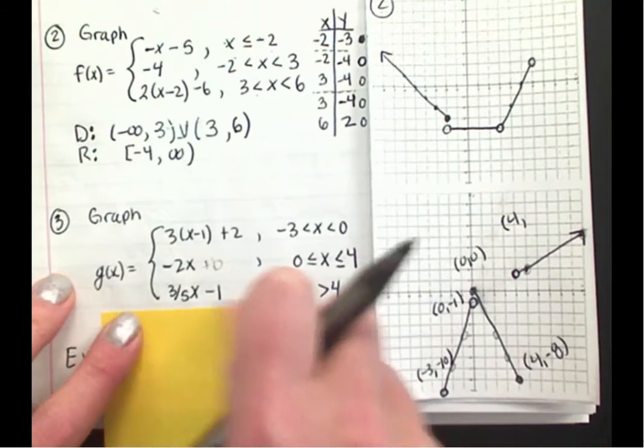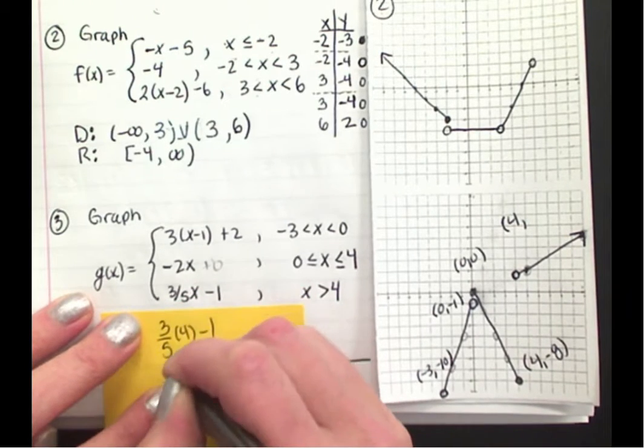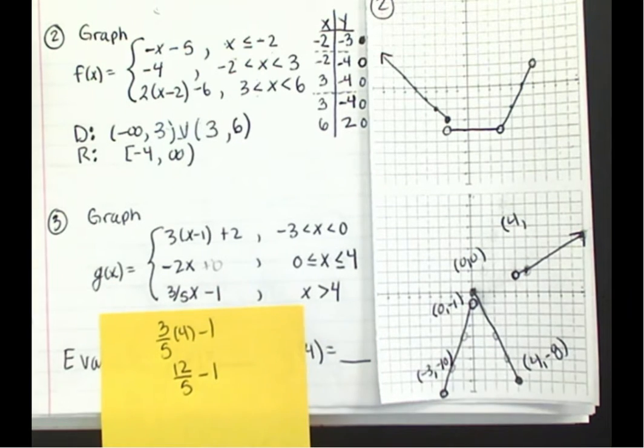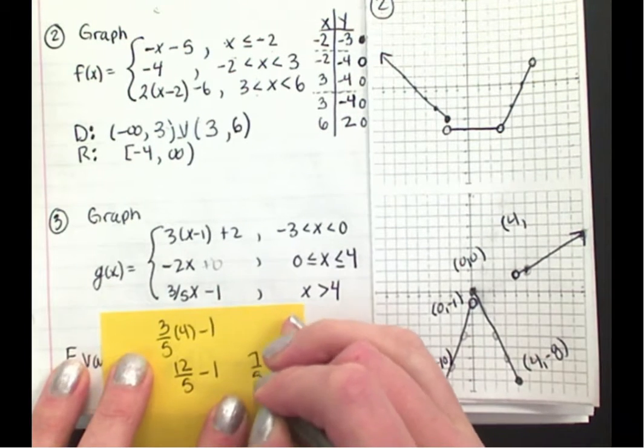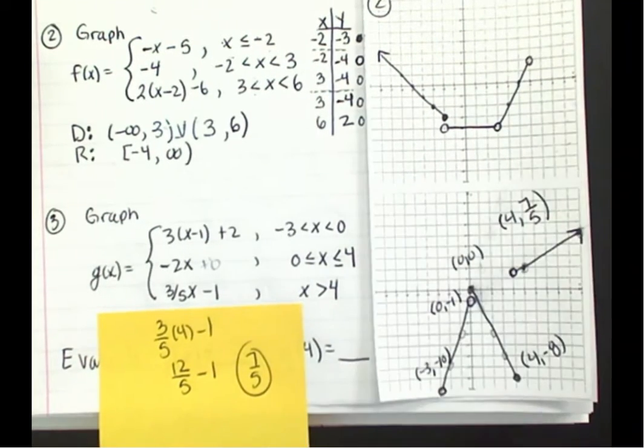4 times 4 minus 1. So that's 12 over 5 minus 1, which is 7 over 5. You still have to label it. Doesn't mean you actually have to plot it, right? I got it in the right place. More than 1, less than 2.